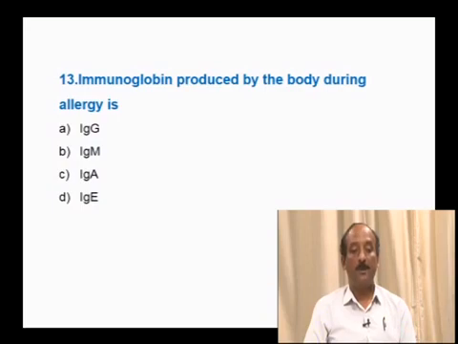Question number 13. Immunoglobulin produced by the body during allergy is IgG, IgM, IgA, IgE. IgG antibodies are usually transported from mother to fetus through placenta, which gives passive immunity. IgA antibodies are usually found in early secreted milk called colostrum, and IgE antibodies are more secreted during allergic conditions. So the elevated level of IgE results in allergy, and the correct answer for this question is option D.